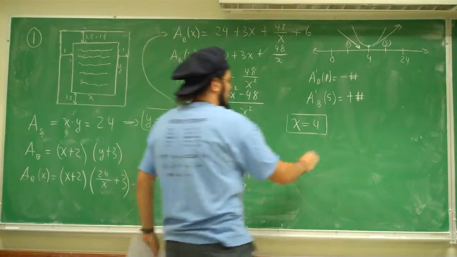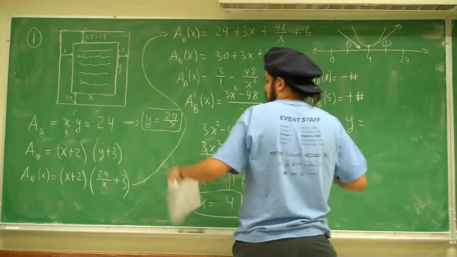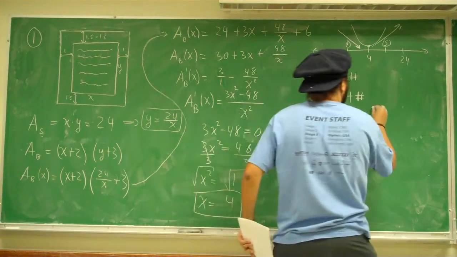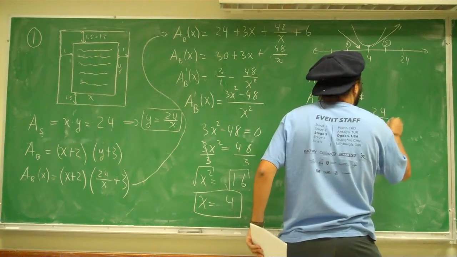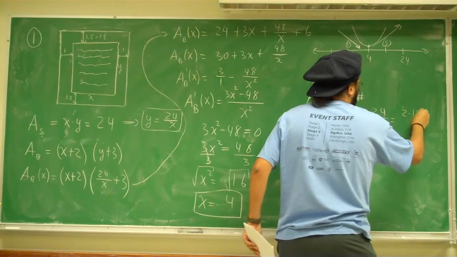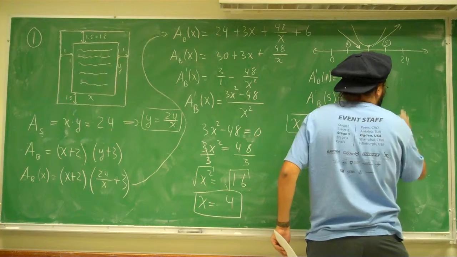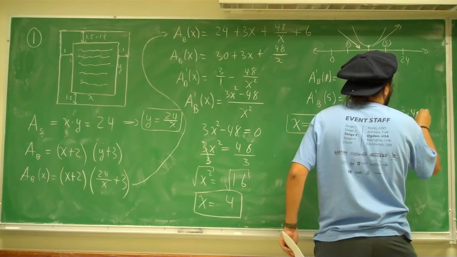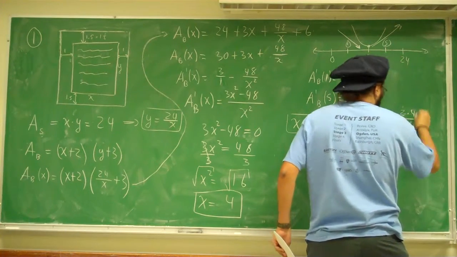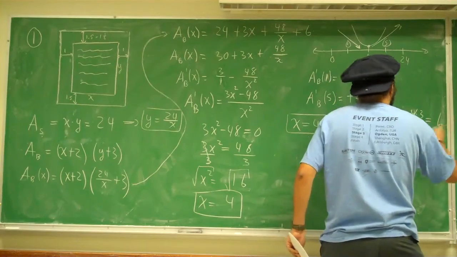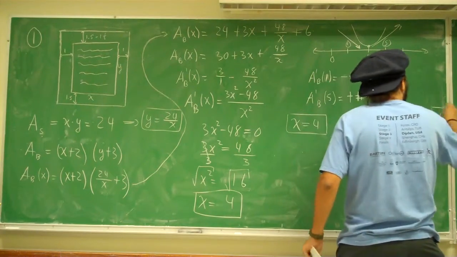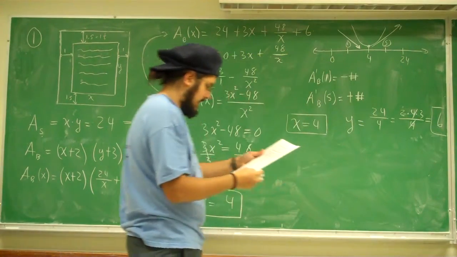Okay, so if x is equal to 4, then y is equal to 24 divided by x. So that's 24 divided by 4. That's 2 times 12. And 12 is 4 times 3, so that's just 6. So it's 2 times 4 times 3 divided by 4. Therefore, y is 6.